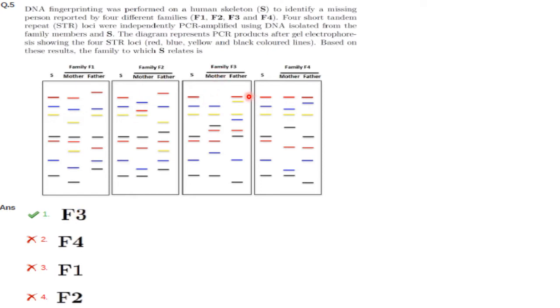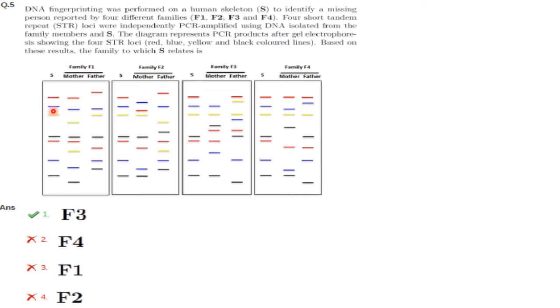So red matches here with the father. So blue line from S matches with the mother. This yellow line matches with the mother as well as the father. Then the black line, it matches with the father. Red line matches with the mother. Blue line matches with the father. And black line matches with the mother. So S is the son or daughter of this particular mother and father of family F3. So 1 is F3.